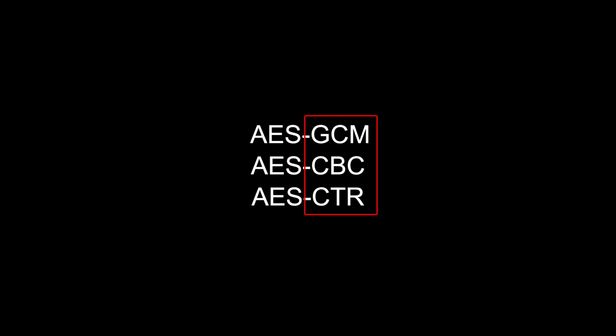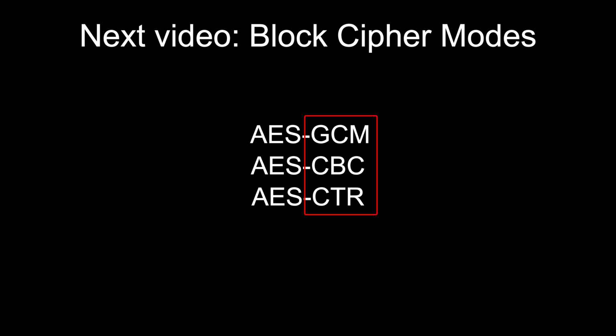Okay, that's all for the AES block cipher itself, but not the end of the story. In the real world, when you want to encrypt data with AES, you also have to add a postfix like GCM, CBC, CTR. Those are called block cipher modes. They also matter a lot to security and have an interesting history. I'll talk about it in the next video.